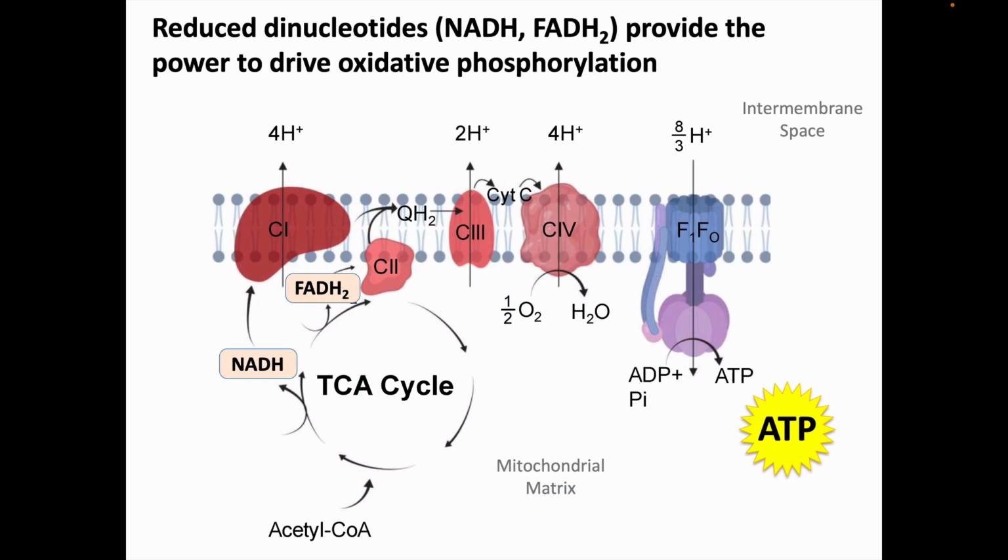The reduced dinucleotides, NADH and FADH2, feed electrons into the electron transport chain, providing the power to drive oxidative phosphorylation and make ATP. All of this is great.